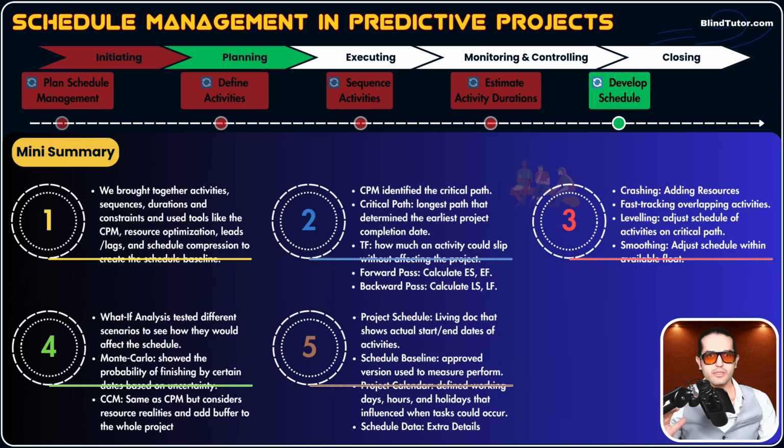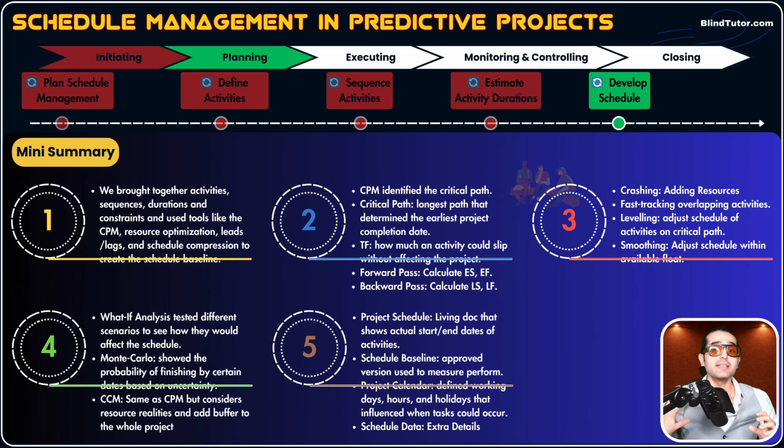Now, as a result of applying all of these techniques, we came up with 4 outputs. Number 1, the project schedule. It's a living document. It includes the start date and end date of all of the activities. And the project schedule shows the current performance, the actual data related to the schedule, guys.